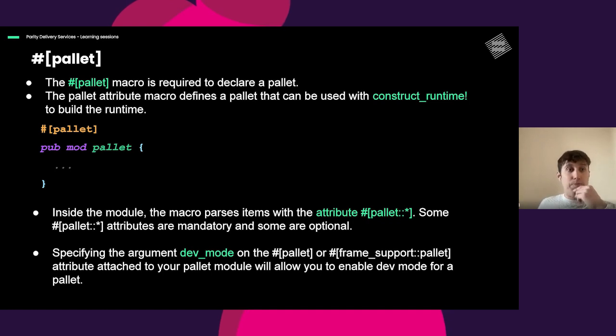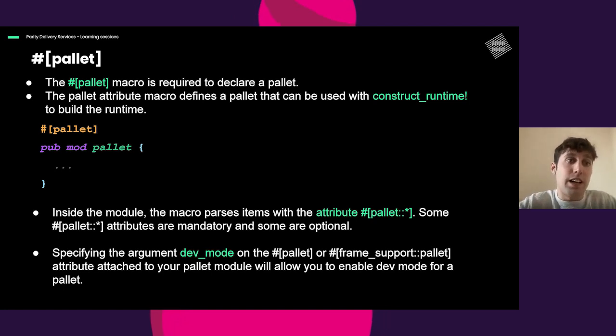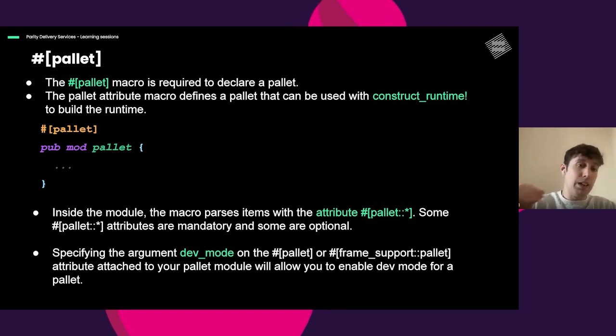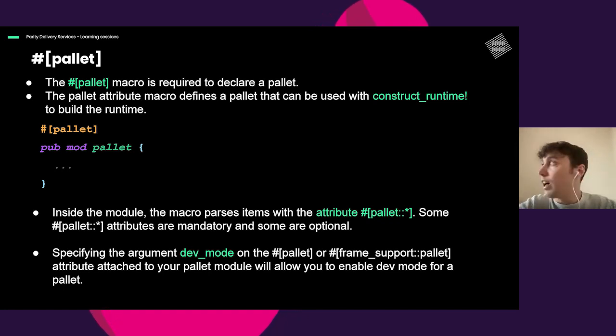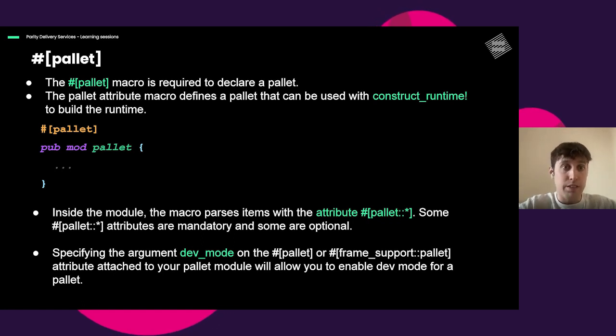So the first one is pallet, the macro pallet. That's required to declare a pallet. So this pallet attribute macro defines a pallet that then can be used with custom runtime to build the runtime. That's the syntax: the hashtag, then the brackets and the pallet inside. So when you define a pallet like we see in this code, pub mod pallet, we put the macro at the top. And then what it's going to do is check that all the things that the pallet needs are there, and it's going to extend our code with extra code to help us with the functionality of the pallet.